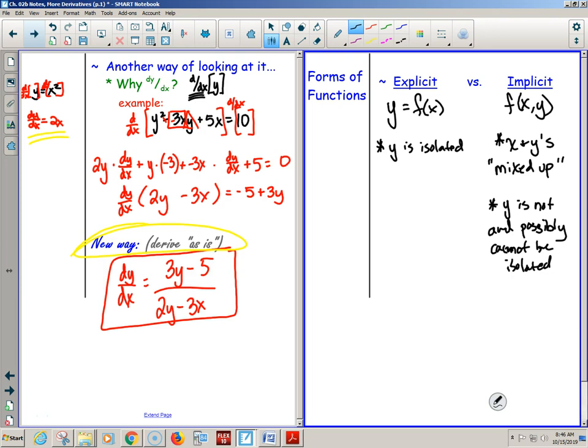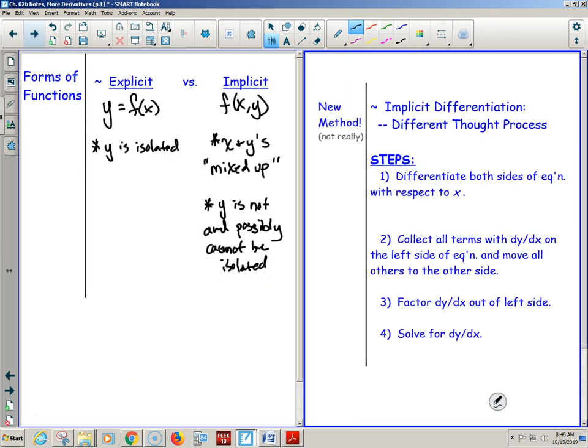So if it is not, and it possibly cannot be, well, here's the nice thing, guys. If they're giving you an implicitly defined function, they're probably meaning for you to derive it implicitly. I know that I had you get y by itself at the very beginning, but that was just to prove sometimes we don't have to use implicit differentiation. But if the function is implicitly stated, they expect you to do implicit differentiation.